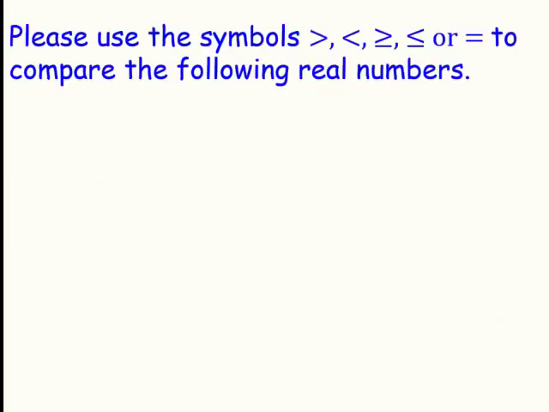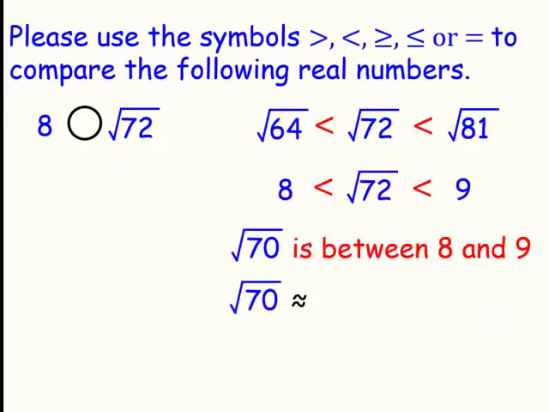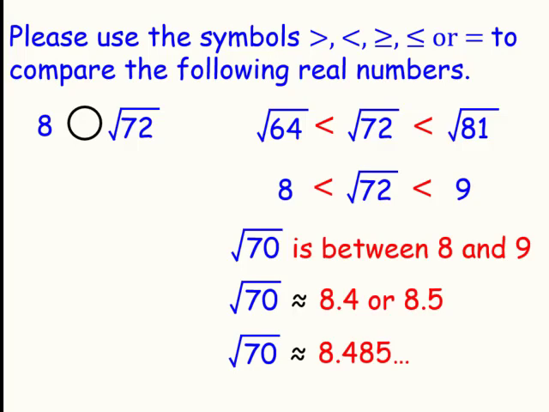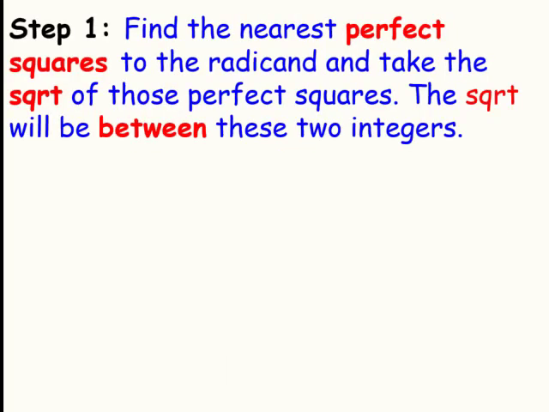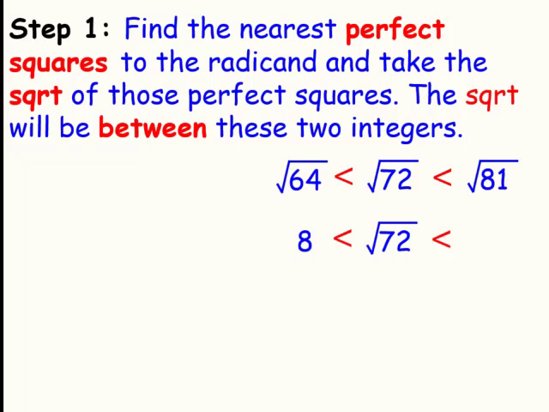In this next portion of this lesson, we will learn a technique to estimate the square roots of non-perfect squares. Step number 1, find the nearest perfect squares to the radicand and take the square root of those perfect squares. The square root will be between these two integers. This is what we learned in our previous lesson.